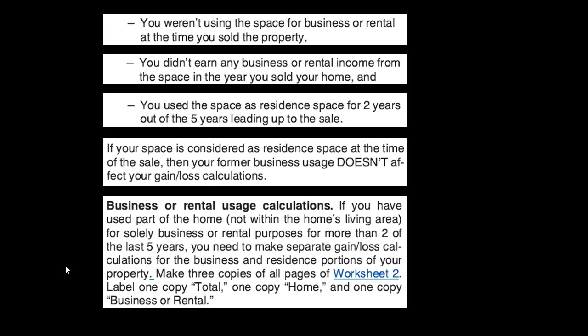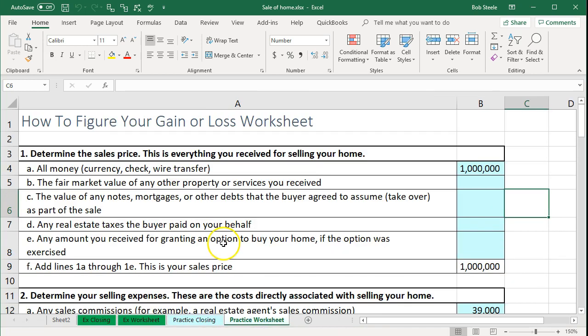Back to the text. Make 3 copies of all pages of Worksheet 2. Label 1 copy total, 1 copy home, 1 copy business or rental. So they're recommending look at Worksheet 2, and so this is a copy in Excel, and make 3 copies of them, which is in essence, yeah, you could add like 2 more columns to a worksheet such as this, and then break out the total versus the business and the rental calculations. So you can see the thing in total, and then you can see it broken out between the 2 portions of the home, which will be rental and the personal property.